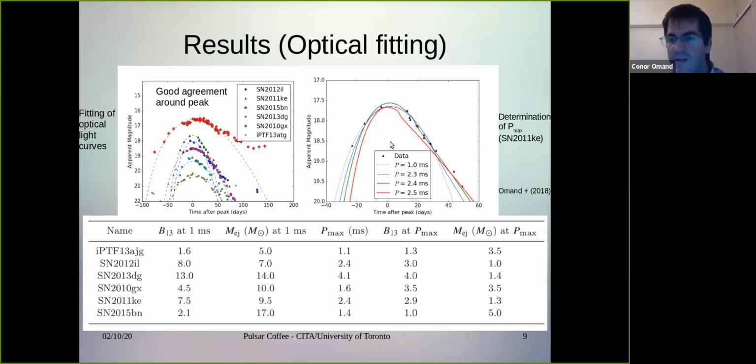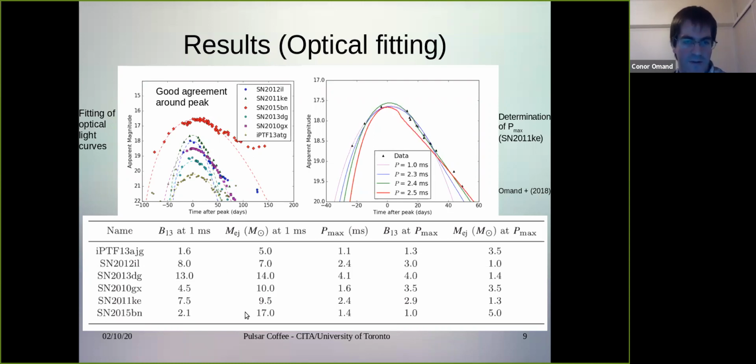And so there's no way, at least that I found, to fit the light curve with a 2.5 millisecond rotating pulsar. And so we say this is the P max. And so this was 2012 IL. You can see P max here is 2.4. These are the parameters that we found.